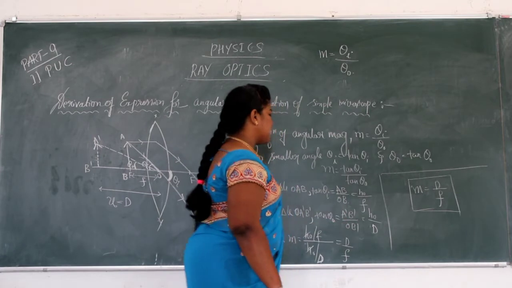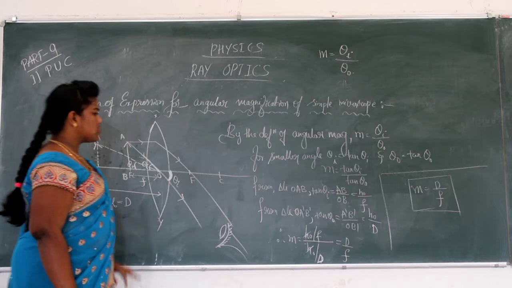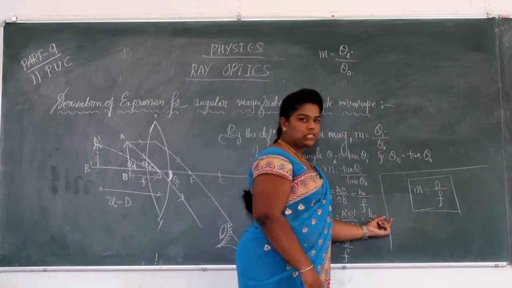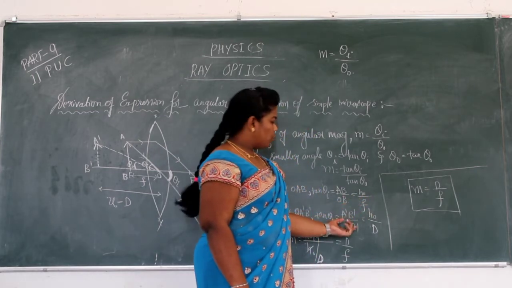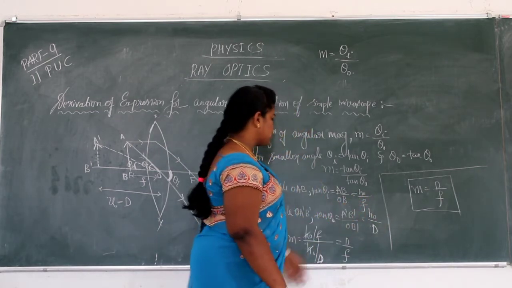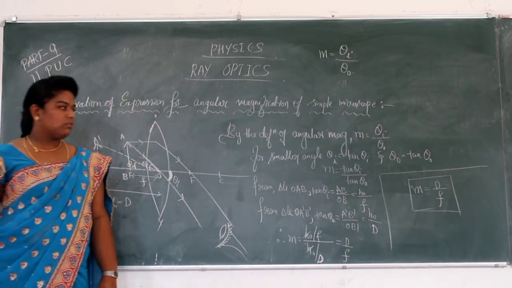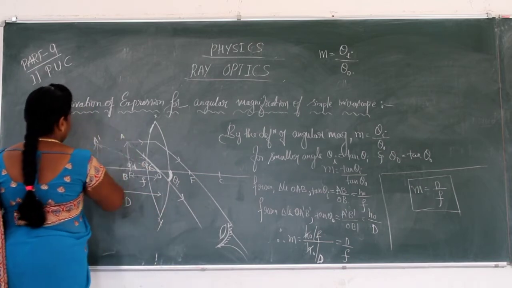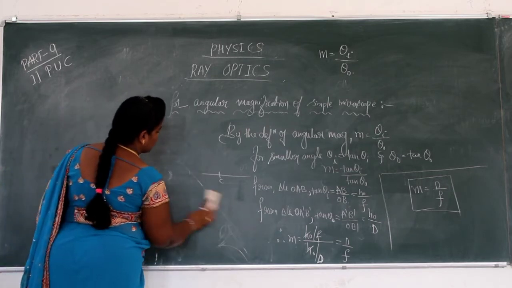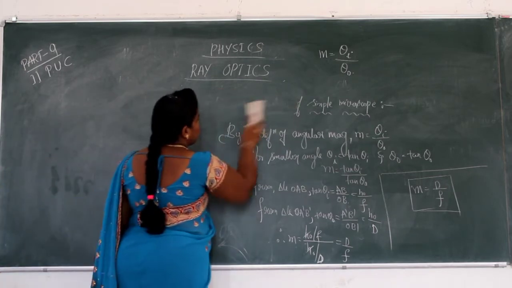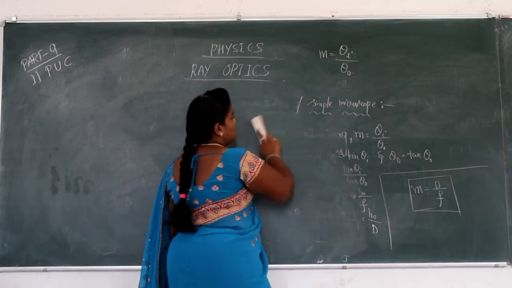AB and A dash B dash are the height of the object because it is an assumed object, so both are the same, h0. Whereas OB is the focal length, represented as small f, and OB dash is the least distance of distinct vision, which is written as D. By dividing tan theta I by tan theta naught, you get M equal to D by f. This is the expression for the angular magnification in case of a simple microscope when the object is assumed to be placed at the least distance of distinct vision. So this completes your simple microscope.